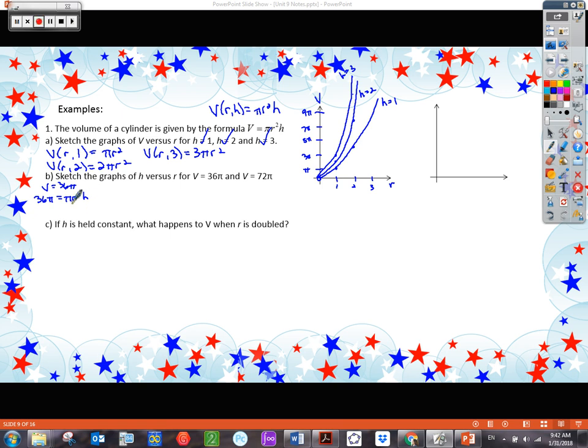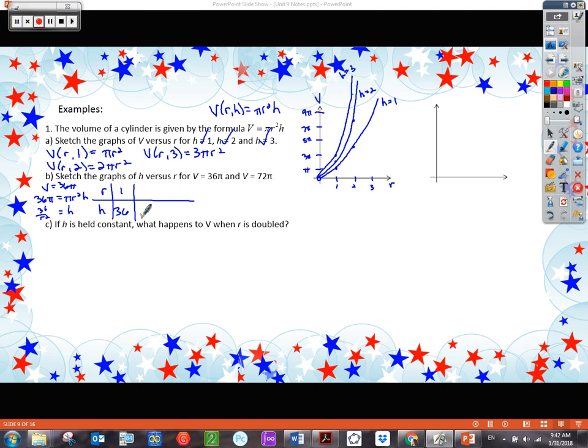If I divide both sides by pi r squared, then h is going to be 36 over r squared. Okay, that's the formula I'm going to use to generate my numbers. Now this is where I need my little table, because this is going to require a little bit more calculation than the first one. Alright, so if my radius is 1, I put that in here and I get 36. Okay, that's really not going to fit on our grid very well.